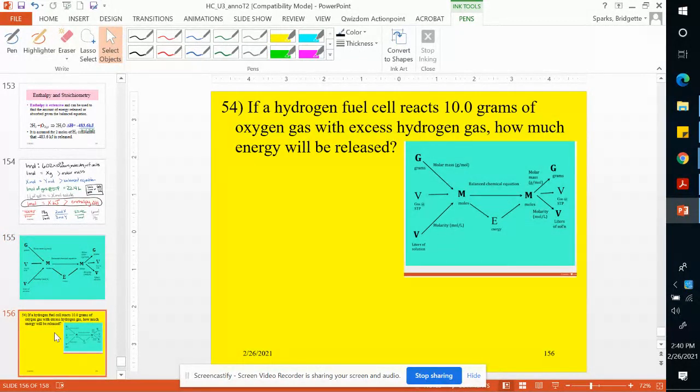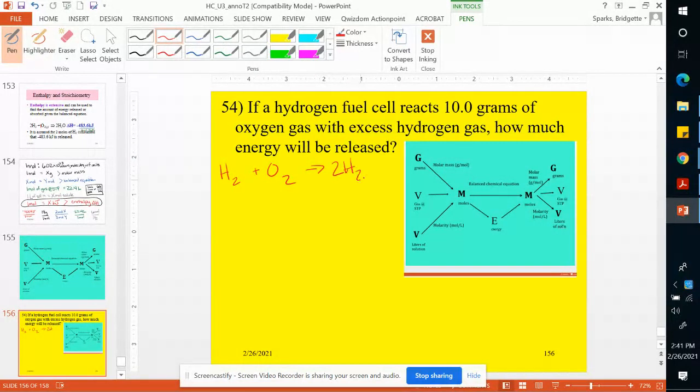We mentioned it earlier: we have a hydrogen fuel cell. It reacts with 10 grams of oxygen gas, and there's plenty of hydrogen gas, so it's not a limiting reactant problem. The question is, if we use up 10 grams of oxygen gas, how much energy would be released in that process? The reaction we're talking about is hydrogen reacting with oxygen to form water.